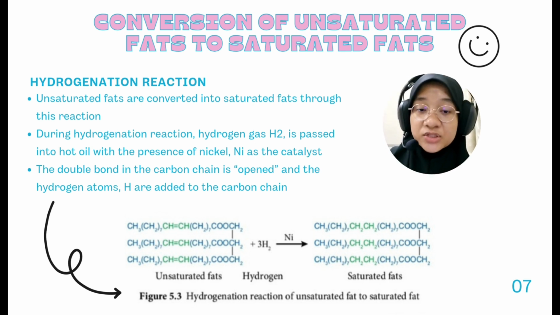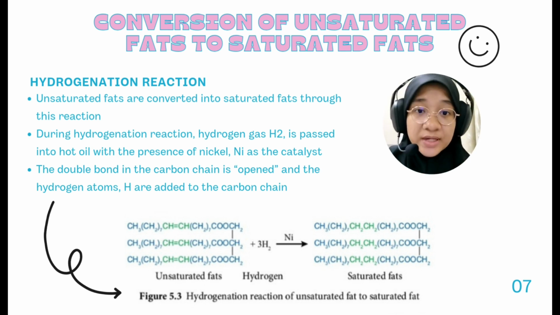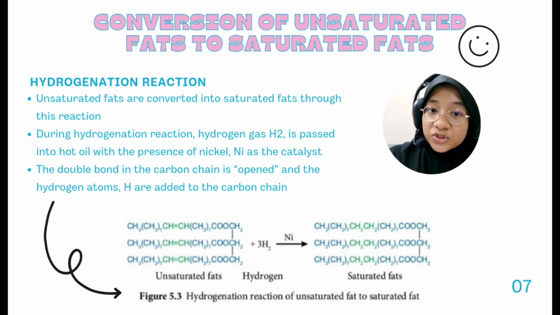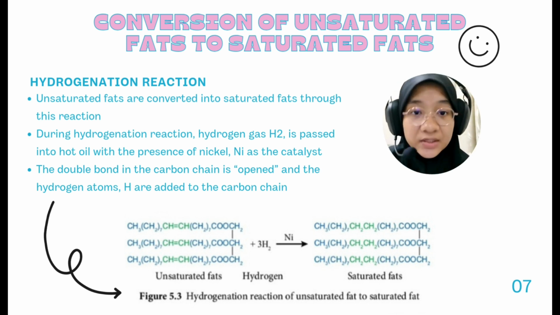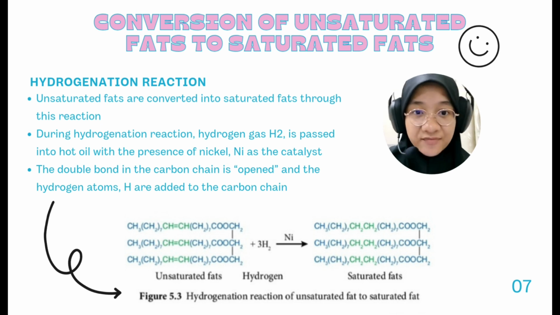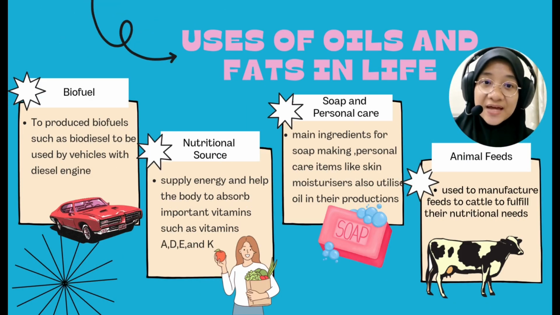During this hydrogenation reaction, hydrogen gas, H2, is passed into oil in the presence of nickel as the catalyst. The double bond in the carbon chain is opened, and hydrogen atoms, H, are added to the carbon chain. In figure 5.3, as you can see down there, is an example of the hydrogenation reaction of unsaturated fats to saturated fats. Now lastly, I'll be talking about the uses of oils and fats in daily life.